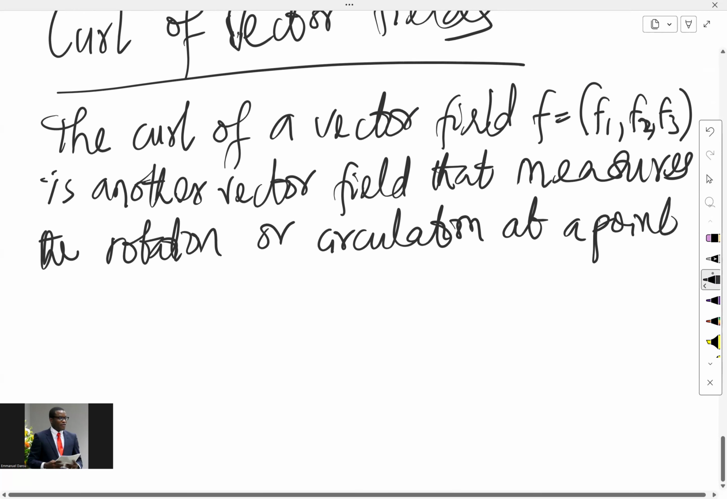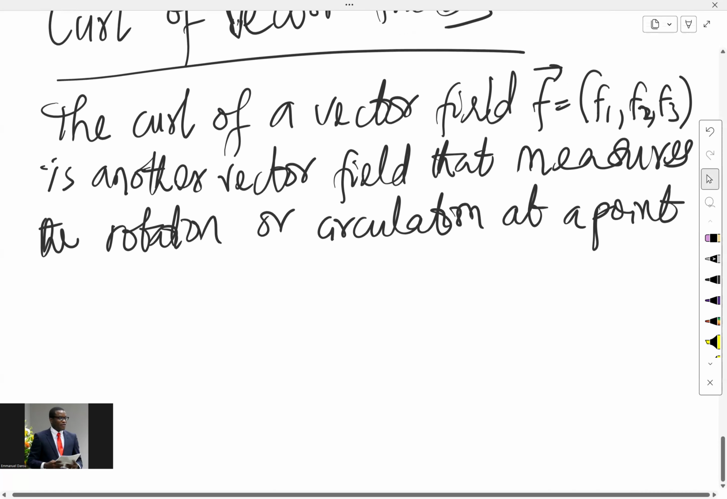So divergence is some kind of stretching. Gradient is some kind of radiation from a point, like from a point you have things shooting out. But divergence is like a kind of stretching out. Here we are talking about rotation at a particular point. So the curl of a vector field F with F1, F2, F3 is another vector field that measures the rotation or circulation at a point.